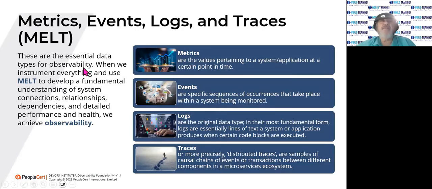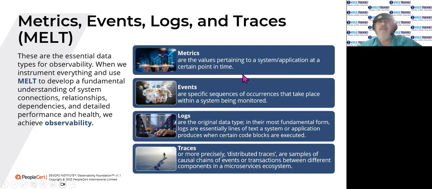There are actually, they talk about 3 pillars of observability that will be discussed in more detail in the next module. But the 3 pillars are metrics, logs, and traces. And on top of that, there's this acronym, MELT, which also includes events. So these are the essential data types for observability. When you instrument everything and use MELT, you can develop a fundamental understanding of connections, relationships, dependencies, detailed performance, health. That's what observability is all about.